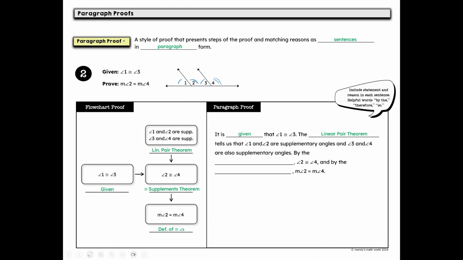Here, let me write this down. And then if you write by the, and then write your reason, then you can comma, then write your statement. Okay, so by the congruent supplements theorem, angle 2 is congruent to angle 4. And by the definition of congruent angles, the measure of angle 2 is equal to the measure of angle 4. So by the, and then write your reason, okay, comma, and then write your statement.